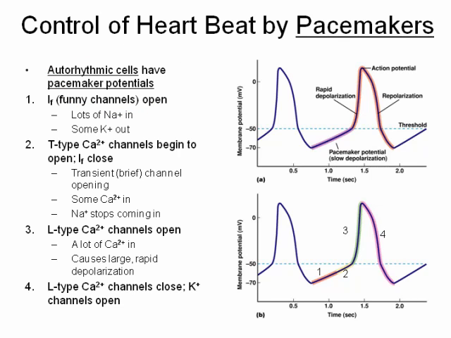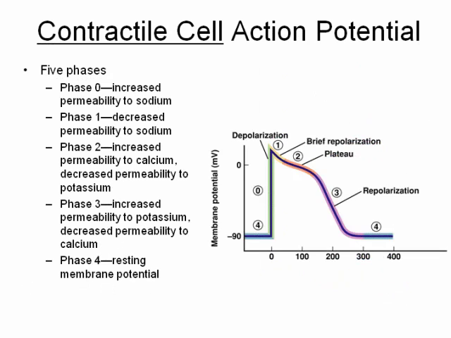Keep in mind, these are specialized cells, and they're specialized to first of all depolarize spontaneously, as well as to have a very rapid conduction of their action potential. The contractile cells are, of course, specialized to contract, not to conduct action potentials. So they have a very different shape to their action potential, and the phasing is different, as well as the ionic conductance responsible for each of these.